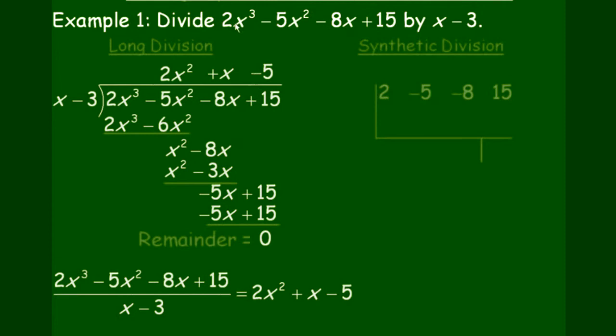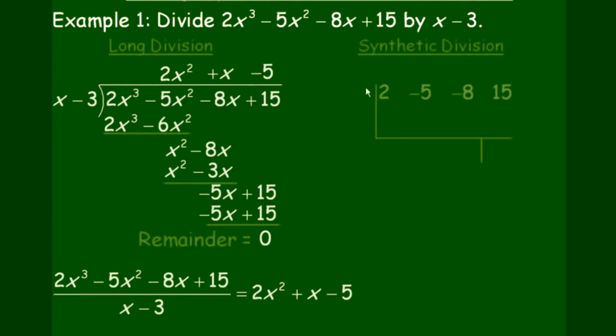Notice that what goes up here are the coefficients of the polynomial we are dividing, 2x cubed minus 5x squared minus 8x plus 15. Now we are dividing by x minus 3.